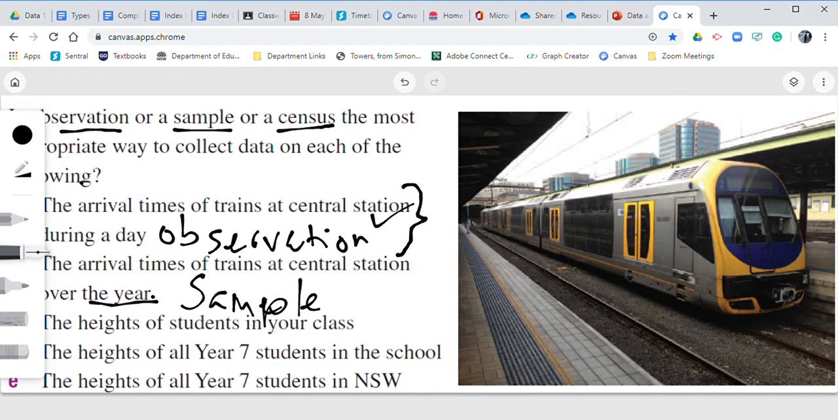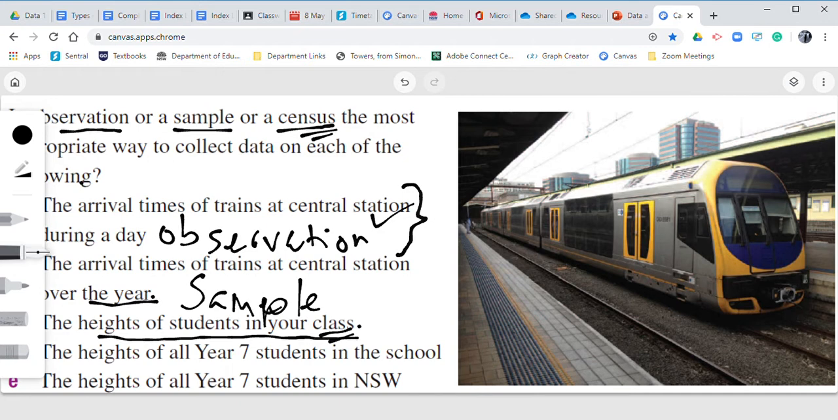All right, so next one, the height of the students in our class. Well, this would be pretty easy to do, and we could actually do this using a census. Now, remember that a census doesn't mean absolutely everybody in Australia. A census is everybody in that specific population. Our specific population we're talking about is our class. So we would be able to do this using a census of a class.